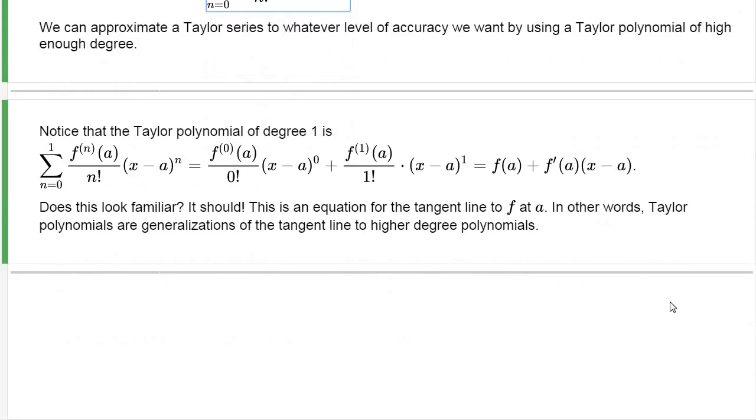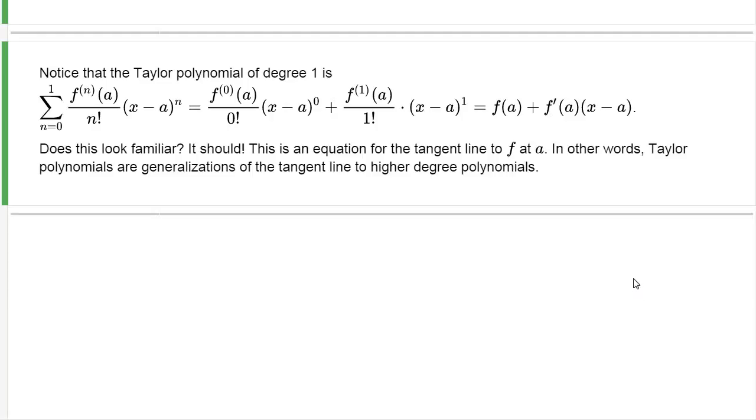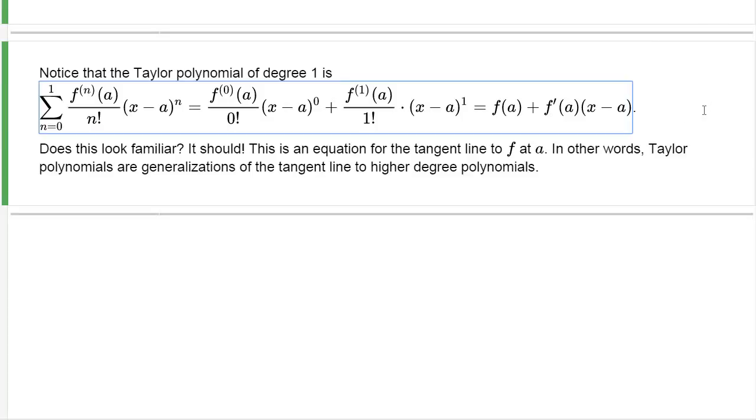All right. Notice the Taylor polynomial of degree 1. So we'll just have the 0 term and the 1 term. And what we get, just plug that into the formula. Here's what comes out. f of a, that's the 0 term. And here is the degree 1 term, f prime of a times x minus a. That's the formula for the tangent line. So the tangent line is the first degree Taylor polynomial for a function. And so Taylor polynomials are really generalizations of the tangent line up to higher degrees.